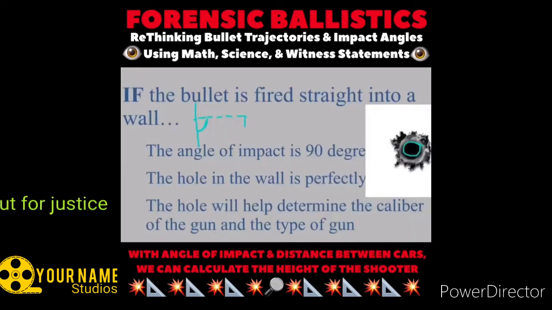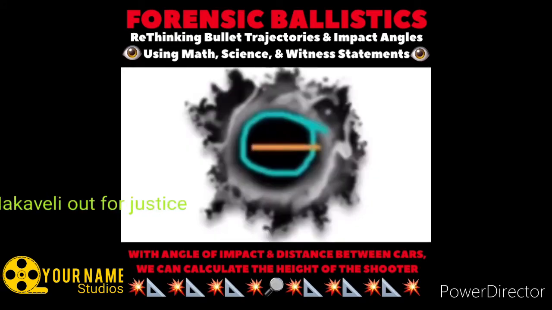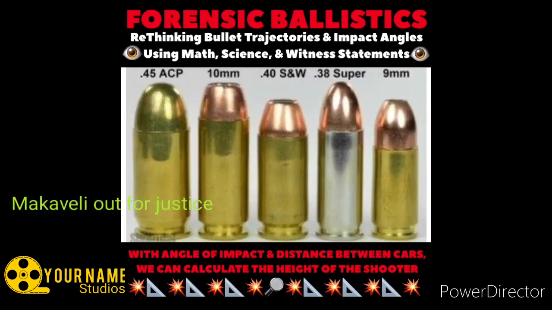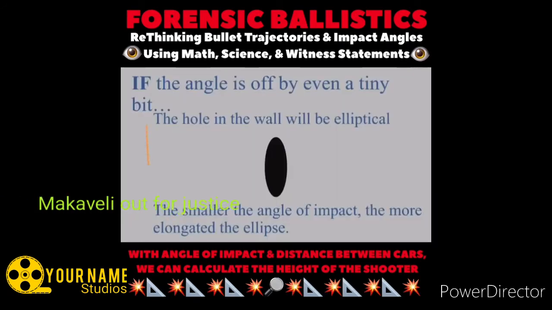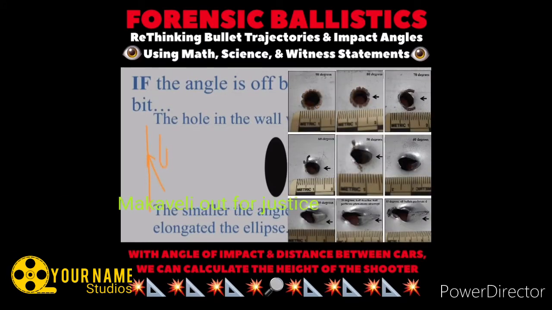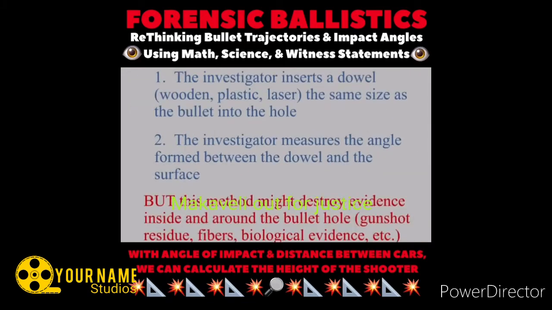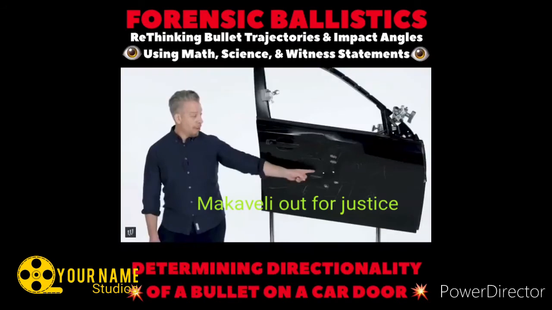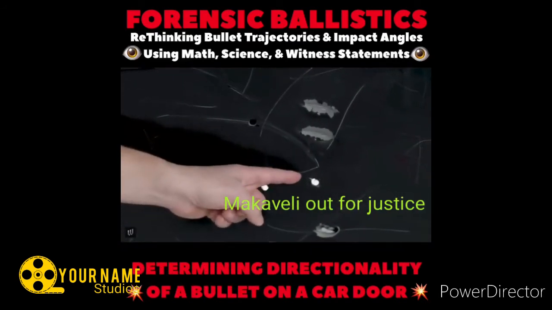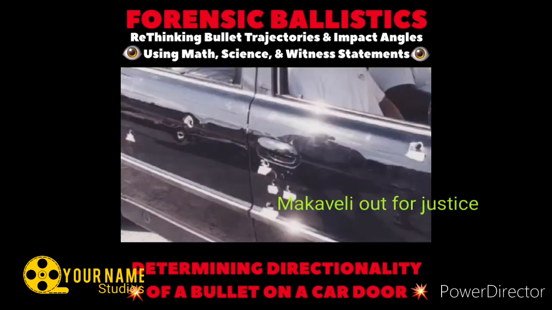Because the hole will help determine the caliber of the gun and the type of gun that we're looking for. Remember that the caliber of the gun tells us how big the bullet is in diameter and how big the gun barrel is in diameter. If the angle is off by even the teensiest, tiniest bit, the hole in the wall is going to be elliptical. So we're going to get some that are big ellipses and some that are smaller ellipses, depending on the angle of impact. As soon as you are putting that dowel rod into the hole, you could be destroying evidence. We have very circular entrance holes here, here, and here. These shots are coming pretty straight on, perpendicular to that surface.